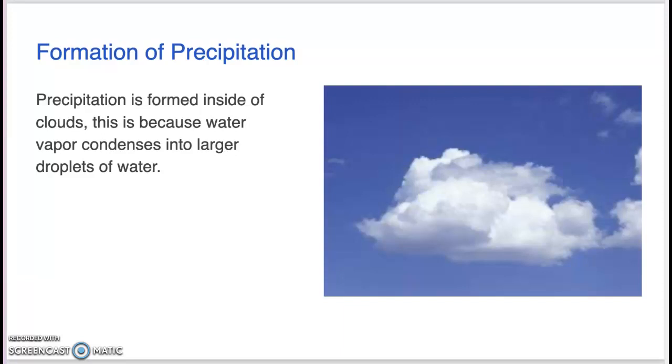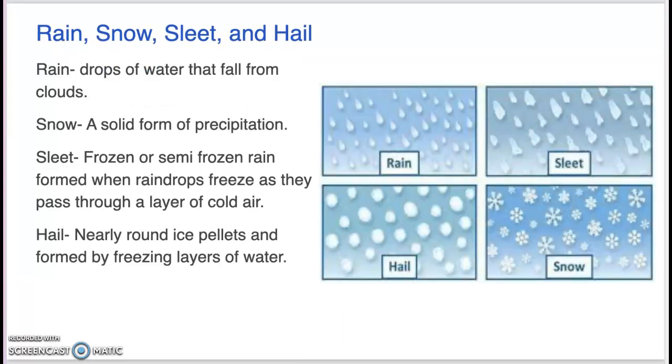This is because water vapor condenses into larger droplets of water. Rain, snow, sleet, and hail are the 4 different types of precipitation. Rain is drops of water that fall from clouds. Snow, a solid form of precipitation.